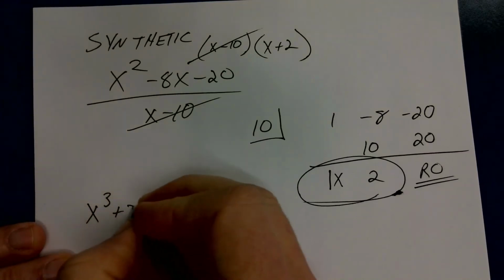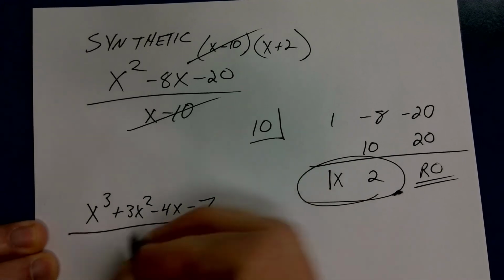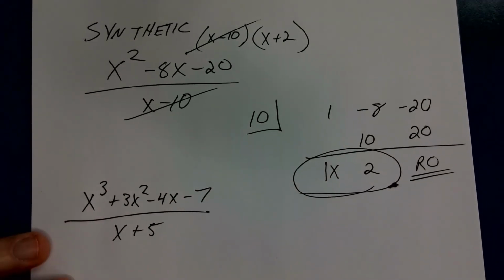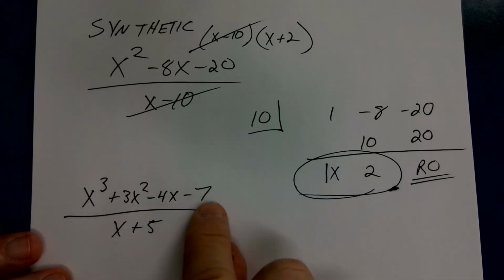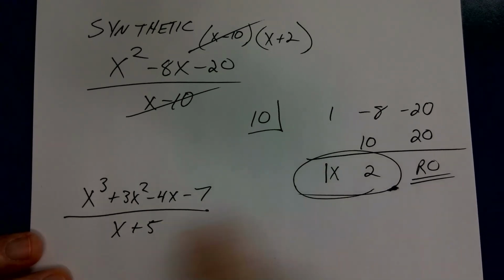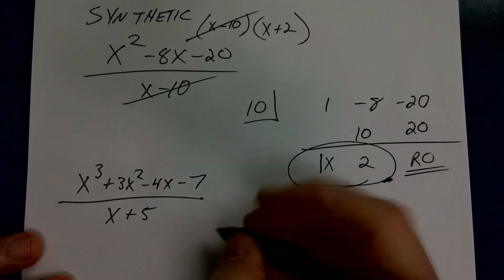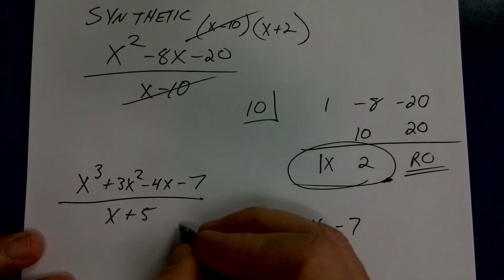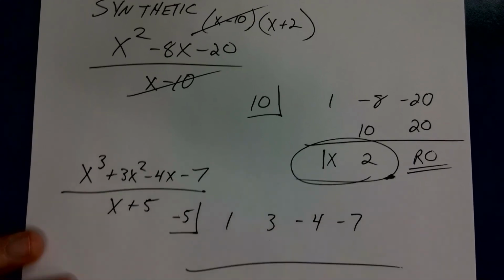x cubed plus 3x squared minus 4x minus 7 over x plus 5. Okay? This is pretty obvious. I know this one's not going in evenly because 5 doesn't go in evenly into 7, right? But I'm not going to do the whole long division. I'm just going to show you what it looked like with synthetic division. So 1, 3, negative 4, negative 7. And what do I put in my little box? I put negative 5. Draw my line.